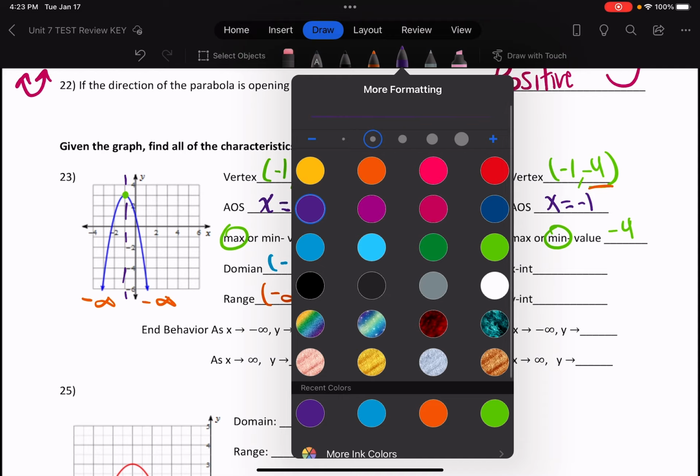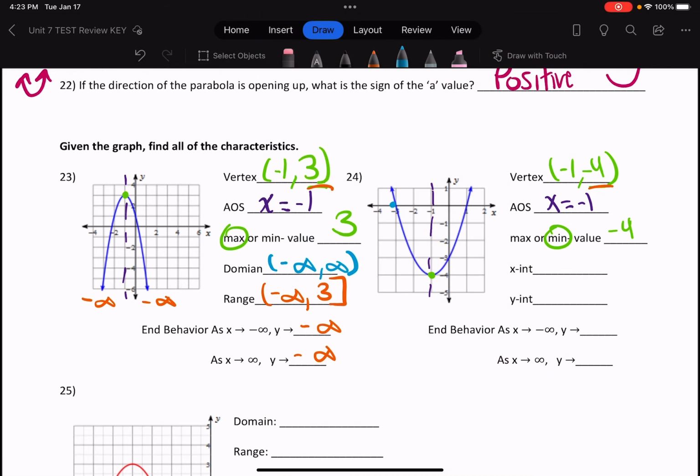It then asks me for my x-intercepts. And in this case, we have two x-intercepts, one at (-3, 0), and one at (1, 0). Then looking at the y-intercept, I've got a y-intercept at (0, -3). And last but not least, looking at the end behavior, this is facing upward, so both of my end behaviors are approaching +infinity, no matter if you go from -infinity or from +infinity on our x values.